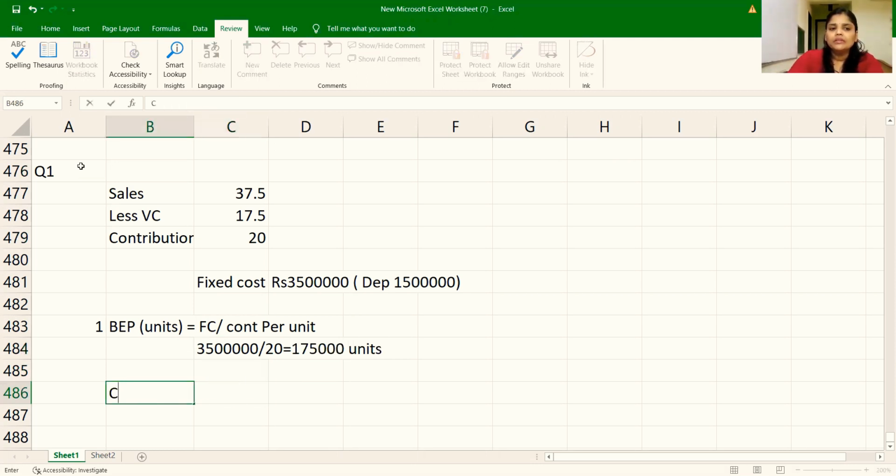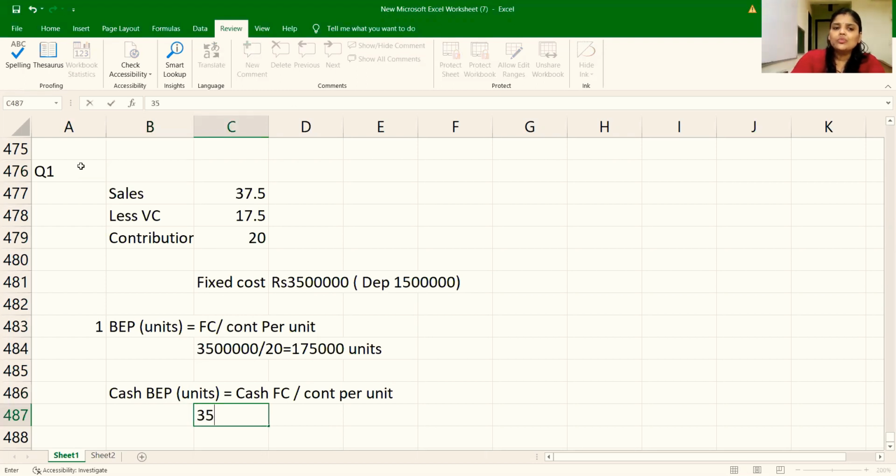Now in the same thing, they are asking what is cash break-even point in units. So what is the formula for that? In place of fixed cost, you're going to write cash fixed cost upon contribution per unit. Now what is cash fixed cost, students? It is going to be 35 lakh less 15 lakhs. Depreciation is a non-cash expenditure. So your cash fixed cost will be 20 lakhs divided by 20. So I think the answer will be 1 lakh.